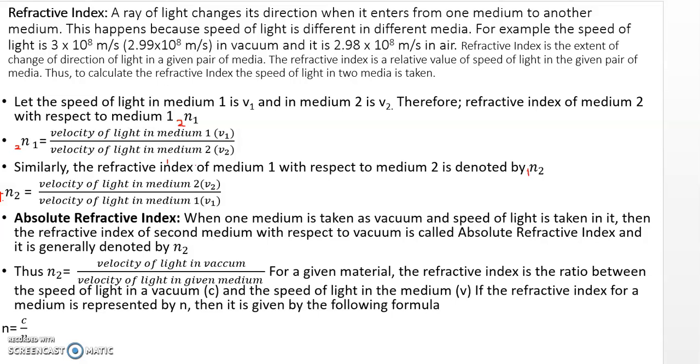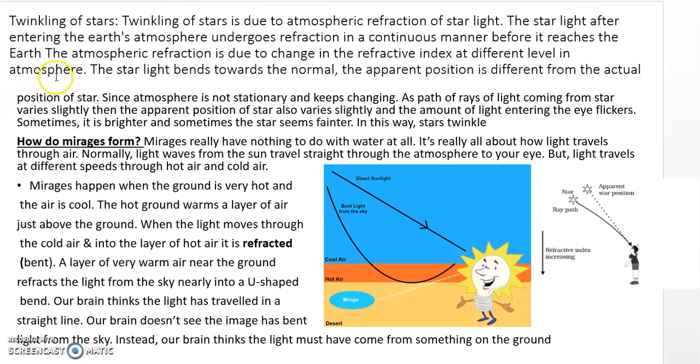Next is the twinkling of the star. This effect is due to the refraction of the light, due to atmospheric refraction. The starlight, after entering the earth's atmosphere, undergoes refraction in a continuous manner before it reaches the earth. This is due to the change in the refractive index, because the motion of the air and the temperature are not the same. It is different at different levels. So the light undergoes refraction continuously.